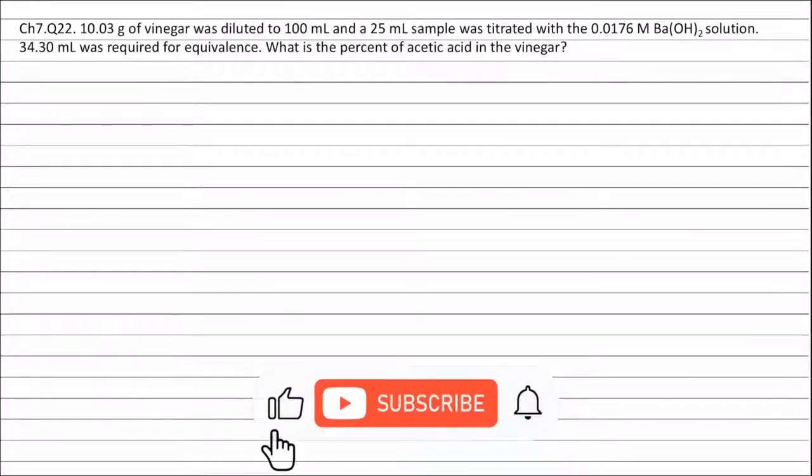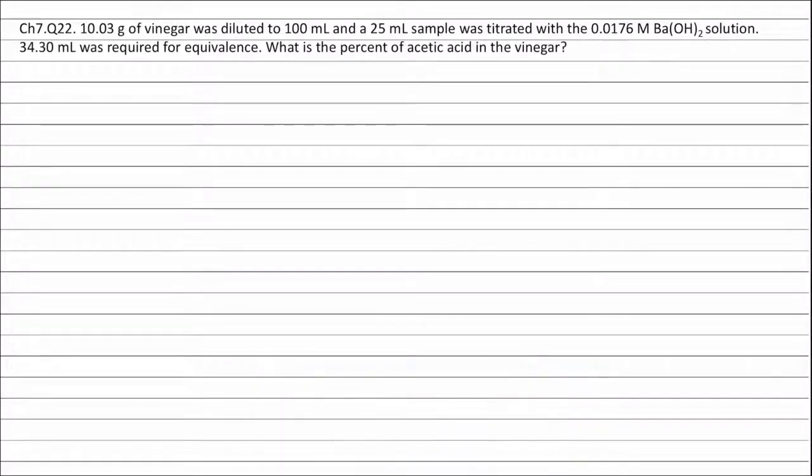Question 22. 10.03 gram of vinegar was diluted to 100 milliliter and a 25 ml sample was titrated with the 0.0176 M barium hydroxide solution. 34.30 milliliter was required for equivalence. What is the percent of acetic acid in the vinegar?